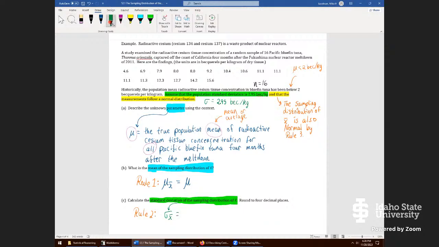But this one is also a formula. Not as simplistic as this one. It's a formula that we write as sigma divided by the square root of the sample size n. So for rule 2, we can calculate this value because somehow, some way, magically, we do have sigma. It's 2.95 in this problem.